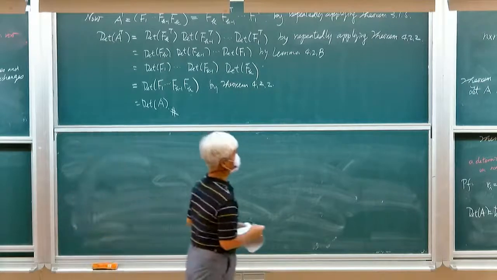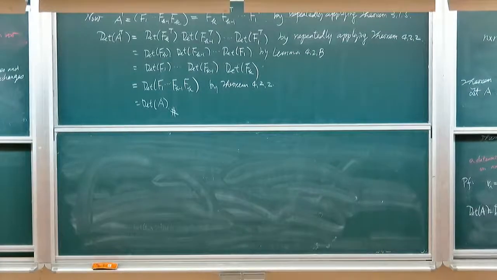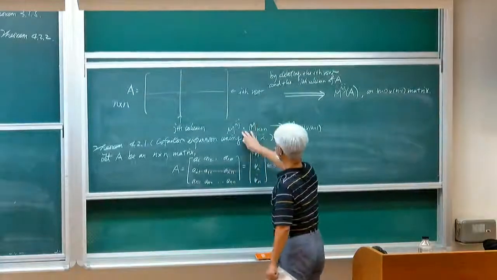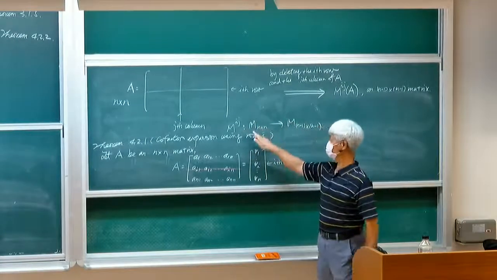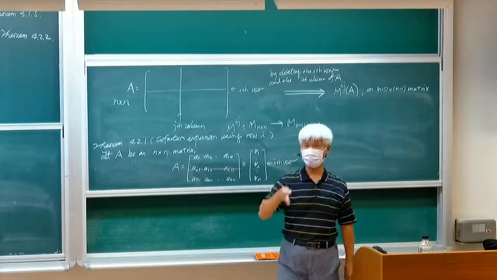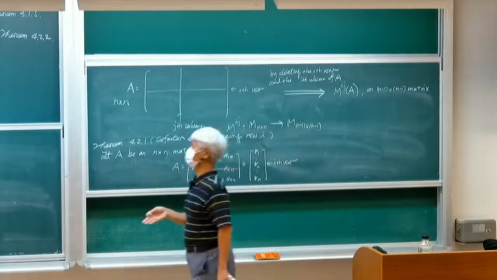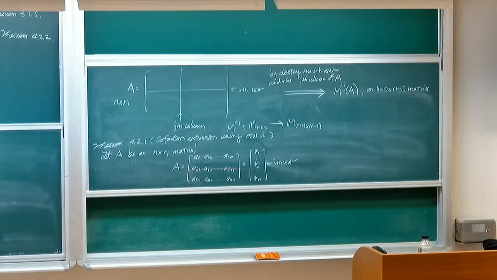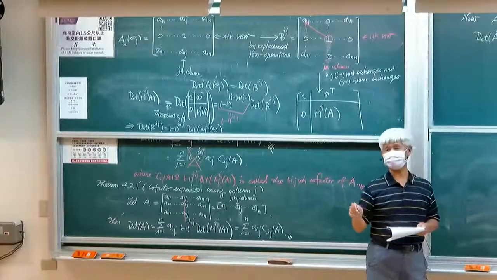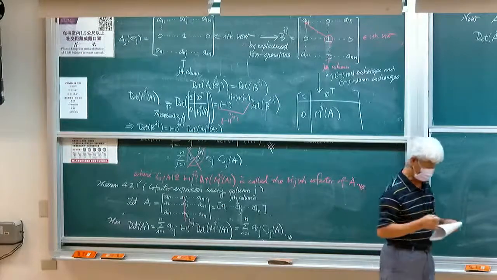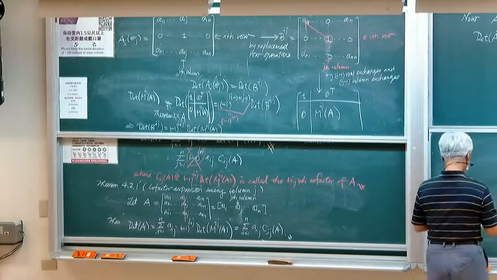The M_ij operation downsizes an n times n matrix by 1. We need a further downsizing in the proof of uniqueness and existence of the determinant function.